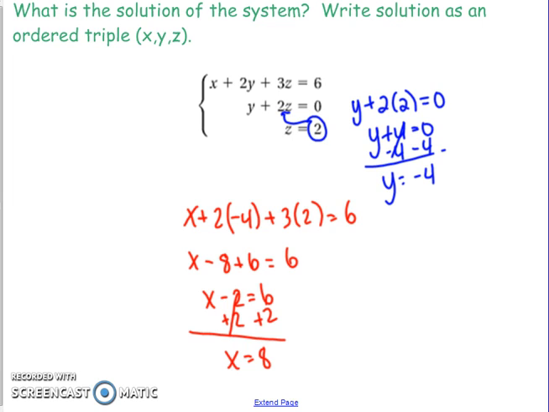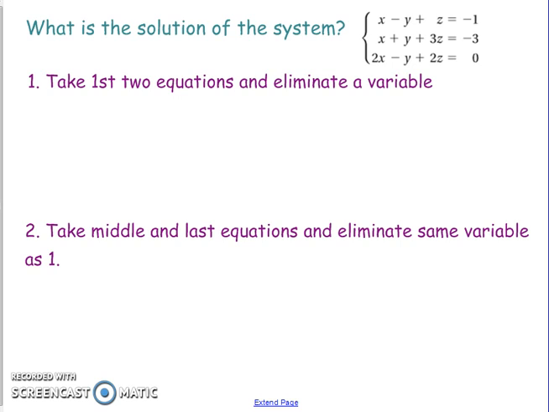And now that I have x, y, and z, I'm going to write my answer as an ordered triple, and you want to put it in alphabetical order. So our answer would be 8, comma, negative 4, comma, 2. And so you must get all 3 variables and then write them as an ordered triple. So sometimes it's going to be a little more difficult.